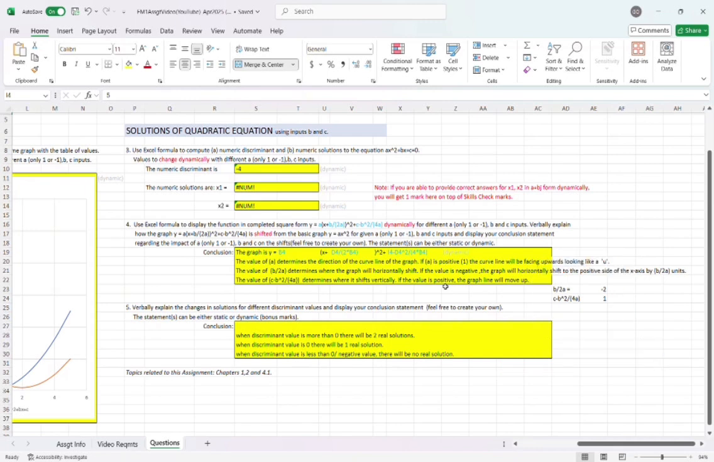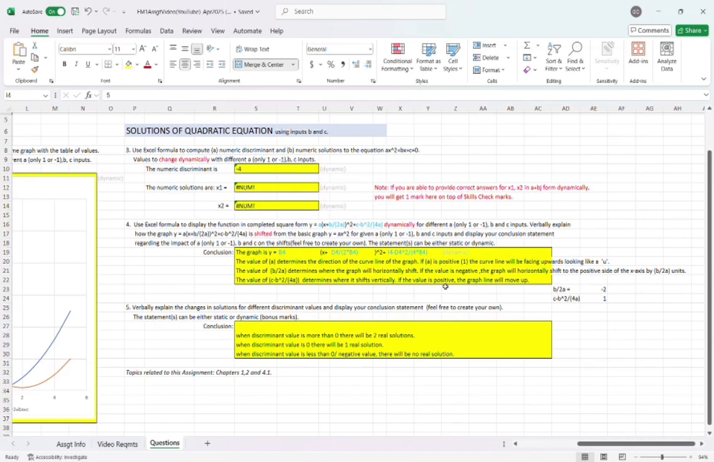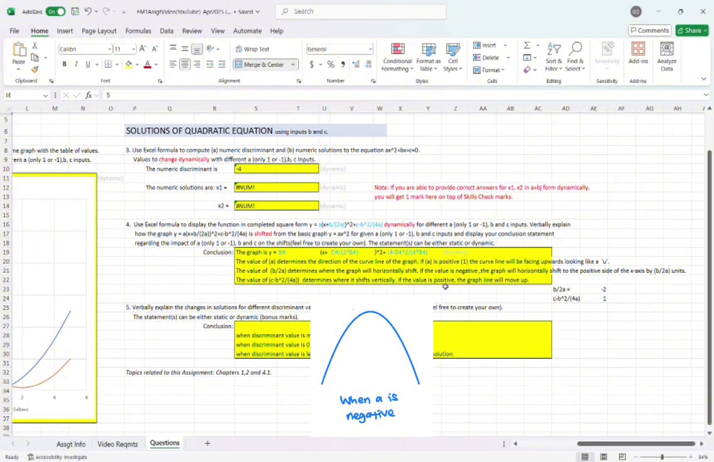The value of a, which is our B4 here, determines the direction of the curved line of the graph. In this case, a is positive, hence the curved line will be facing upwards, looking like a U. And if our value of a is negative, the curved line will be facing downwards instead.